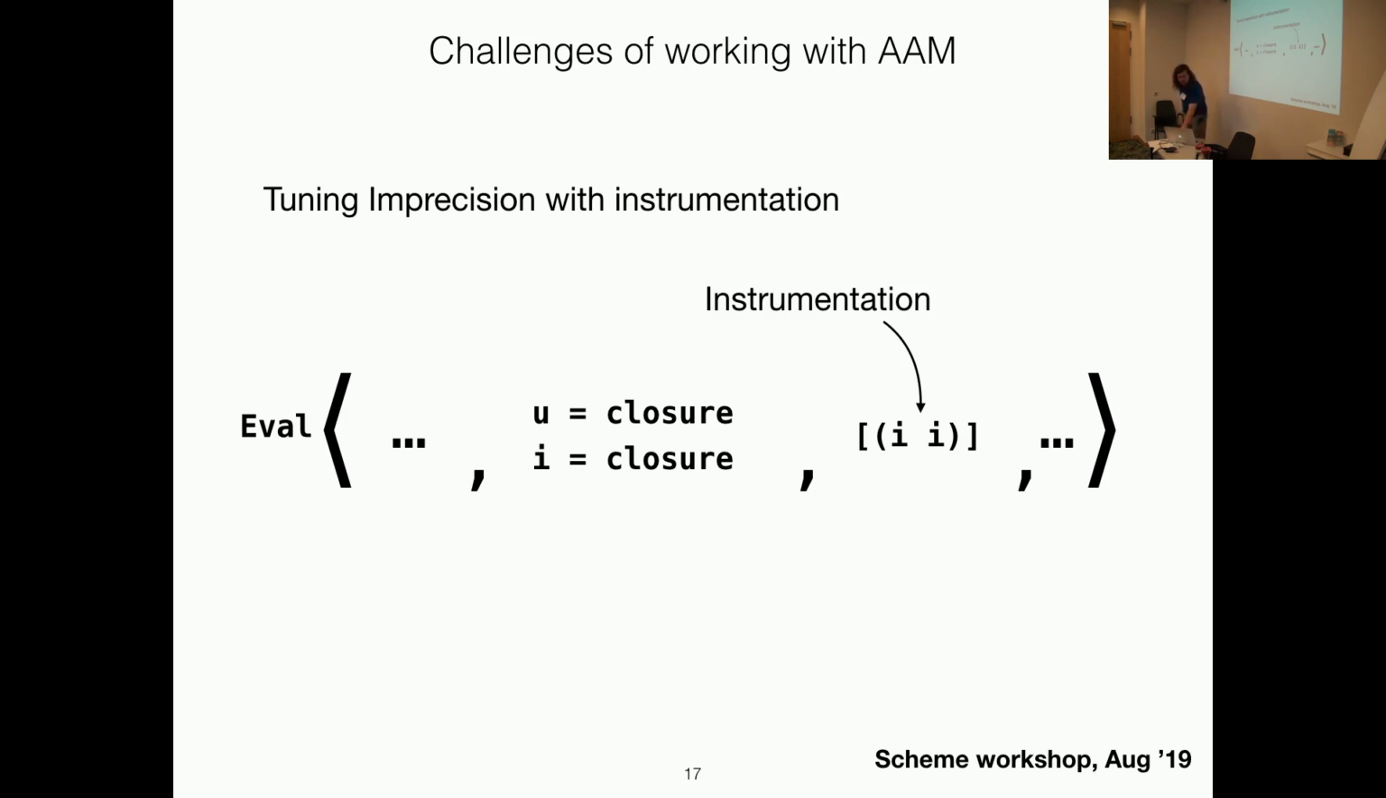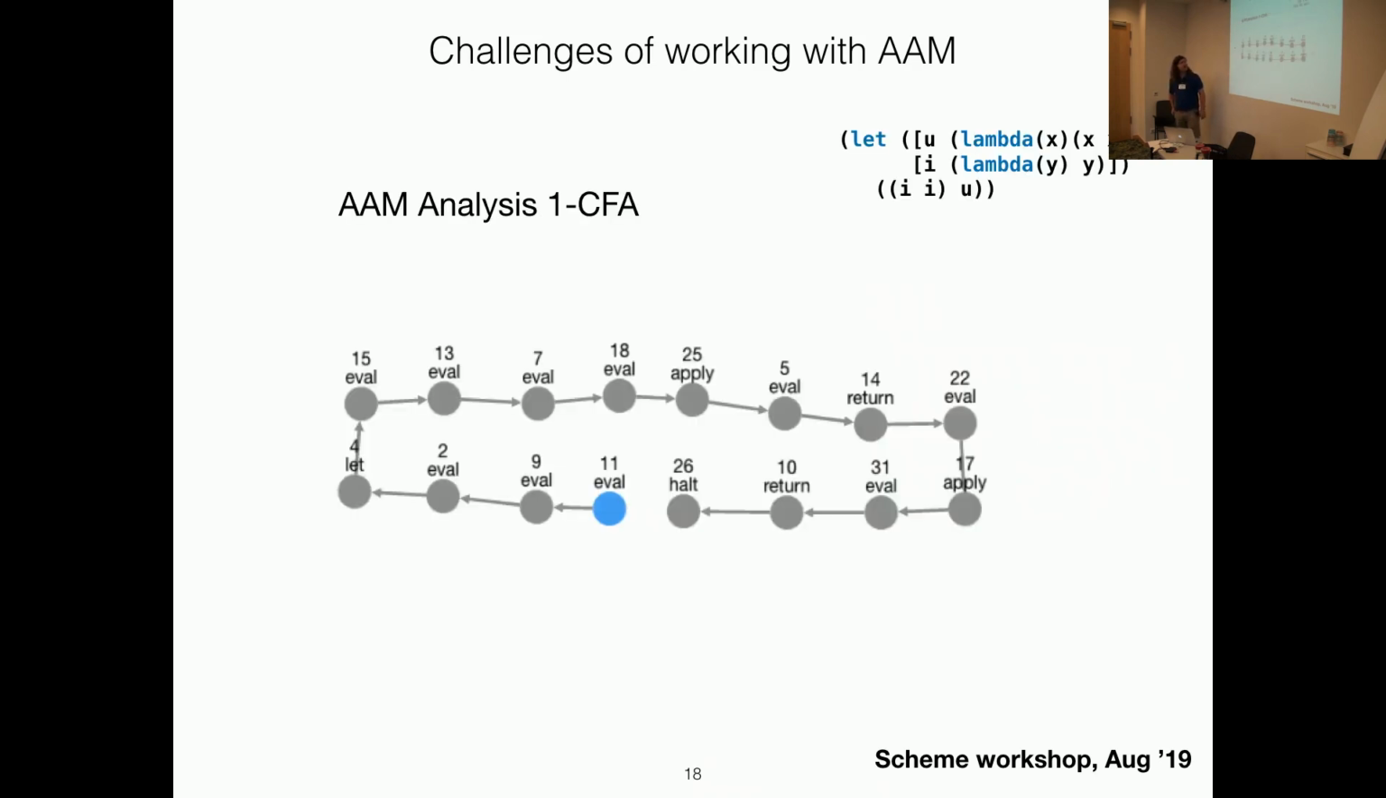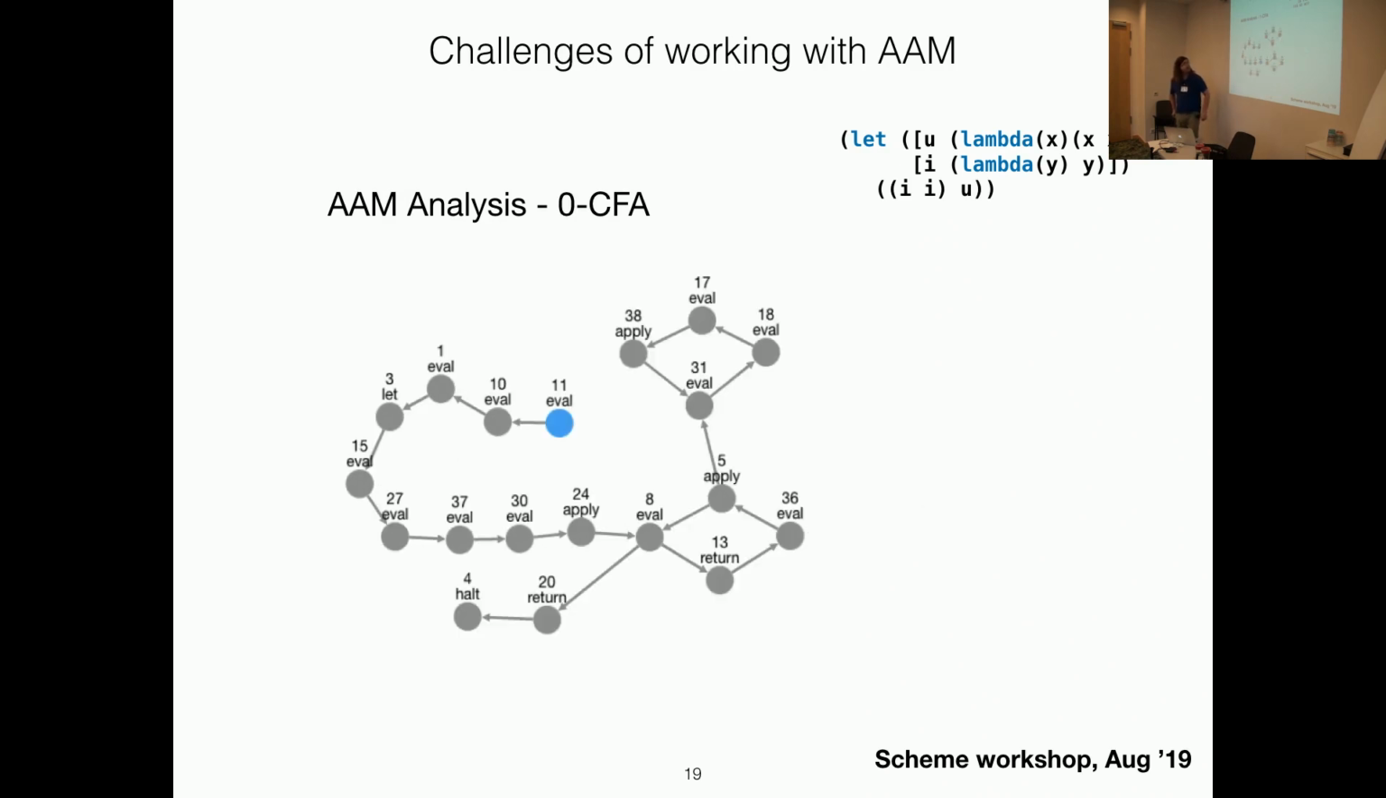So next I'm going to step into a little bit of what the visualizer looks like for the rest of the examples. This is 1 CFA, if we have put that instrumentation in. This is just all the titles of the states, eval and apply, and a few more. We start at this blue, and it's just a single path. And that does represent the full reduction of this program. But if we go to 0 CFA, it's going to be much more complicated.